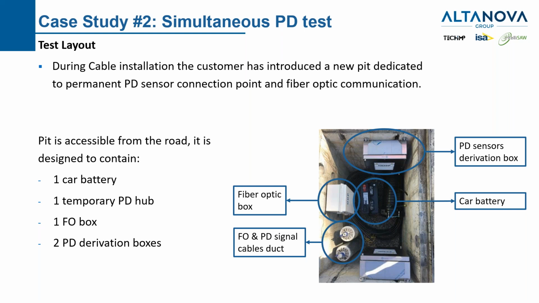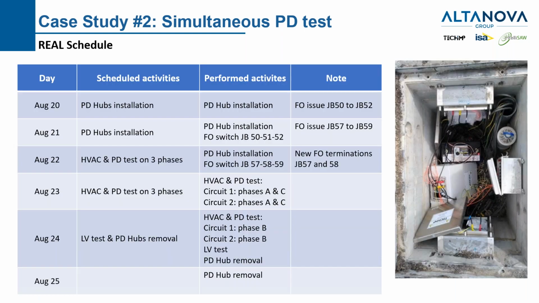We do this activity for 1 day, installing all the boxes, then we start injecting voltage on every phase, and for every phase we will have just the HVAC test plus 2 steps at the beginning, so every phase will be tested in about 2 hours, and all the job will be much easier. In this case, we didn't find any PD, so there is no evidence of PD, but what I wanted to share with you was the real schedule that we had in this project. Here on the right, you will see a little bit messy all the installation made with the car battery, temporary PD hub, and connectors for the PD signals to the temporary PD hub. On this chart, you will see the scheduled activities and the real performed activities.